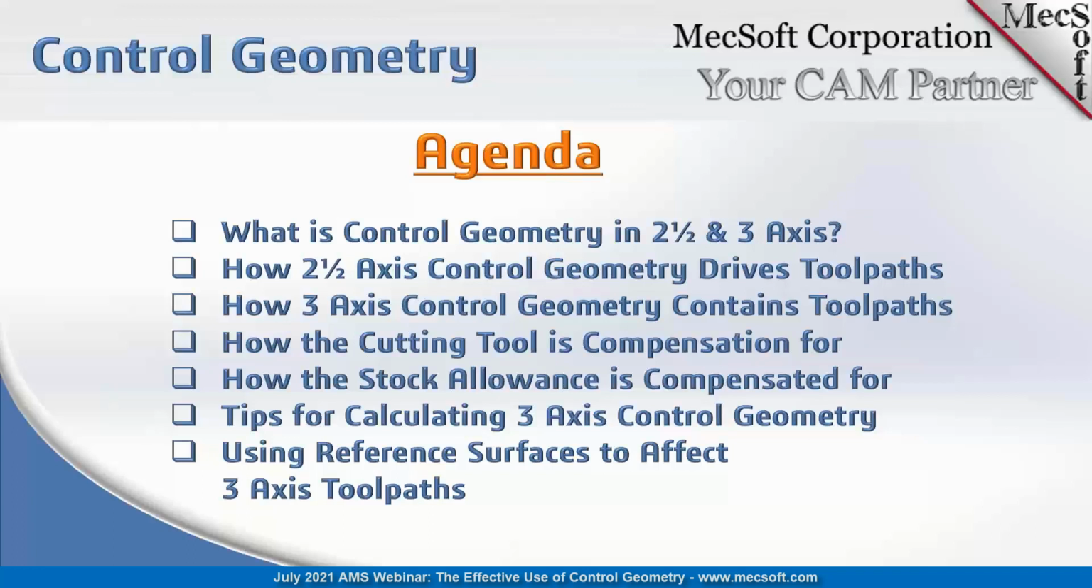And we're going to talk about some tips for calculating 3-axis control geometry, and how reference surfaces are used to affect 3-axis toolpaths. So basically, you can add geometry to your model for the sole purpose of directing or controlling or guiding your toolpath. These are surfaces that you turn on visibly when you generate and then turn off again when you're done. Okay, let's move on.